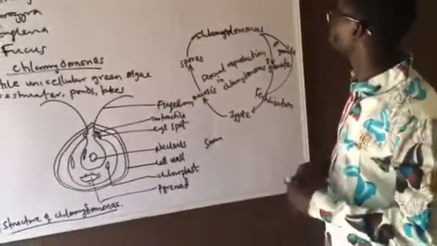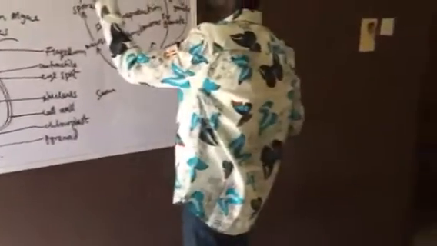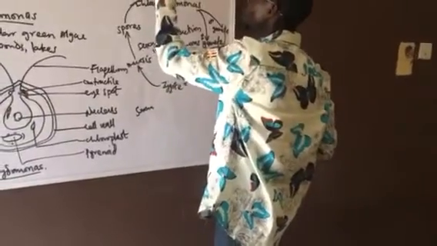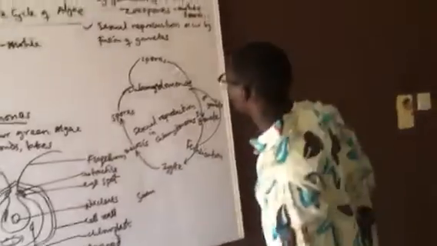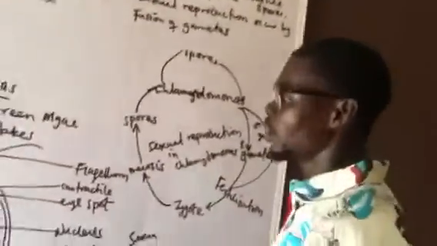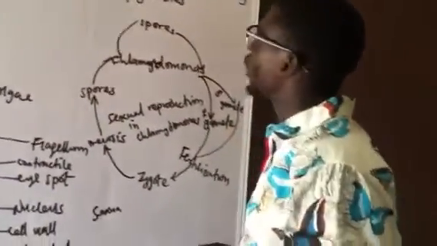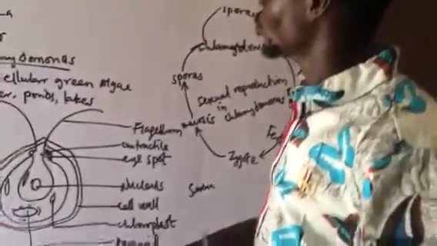But in asexual reproduction, these Chlamydomonas will just give rise to spores. That is mobile spores, and these spores will give rise to Chlamydomonas. That is asexual reproduction. So let's move now to Spirogyra. I believe we have understood Chlamydomonas.